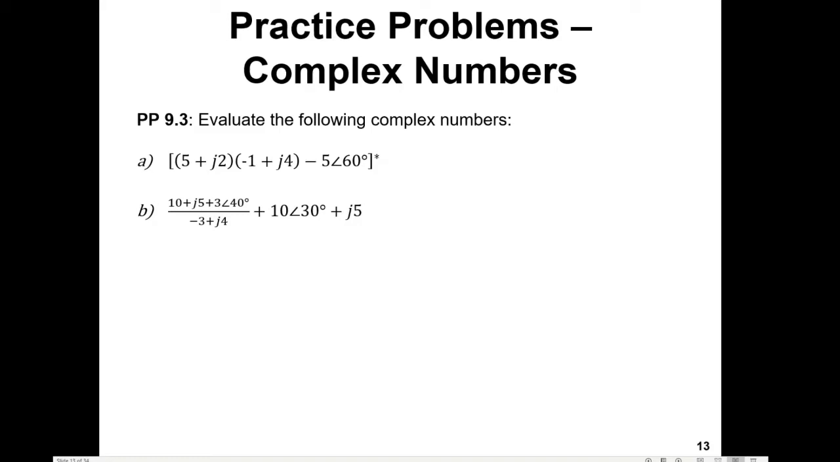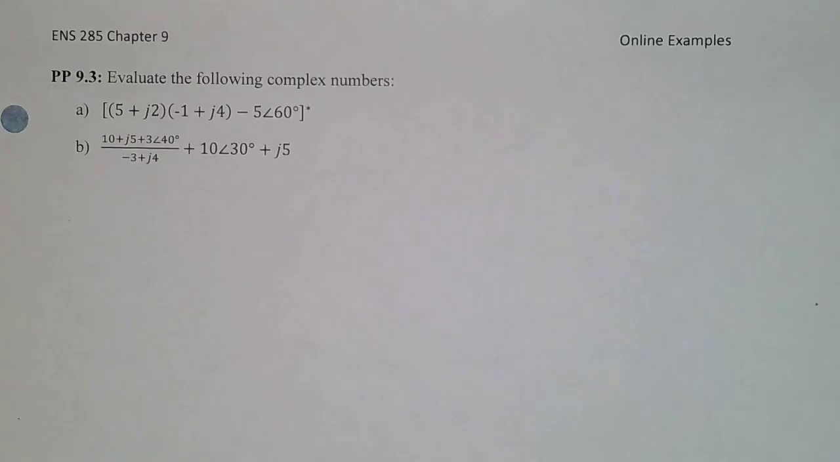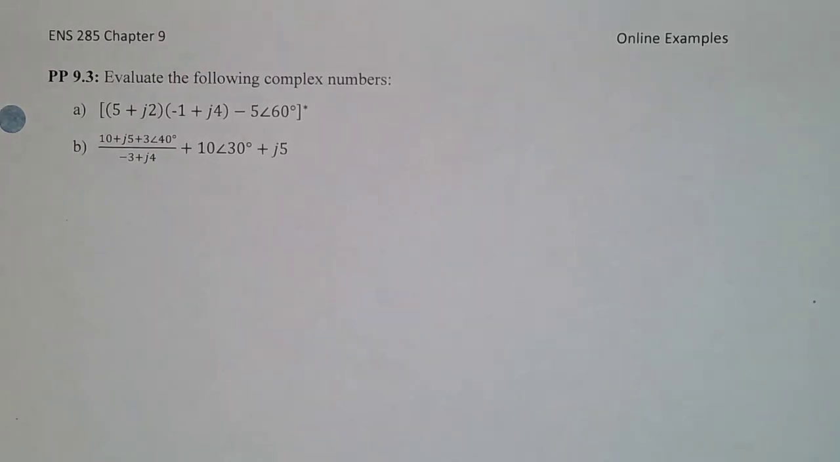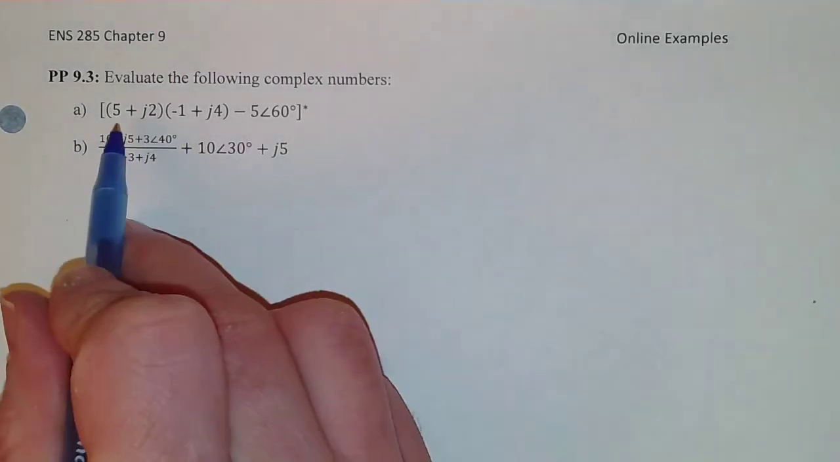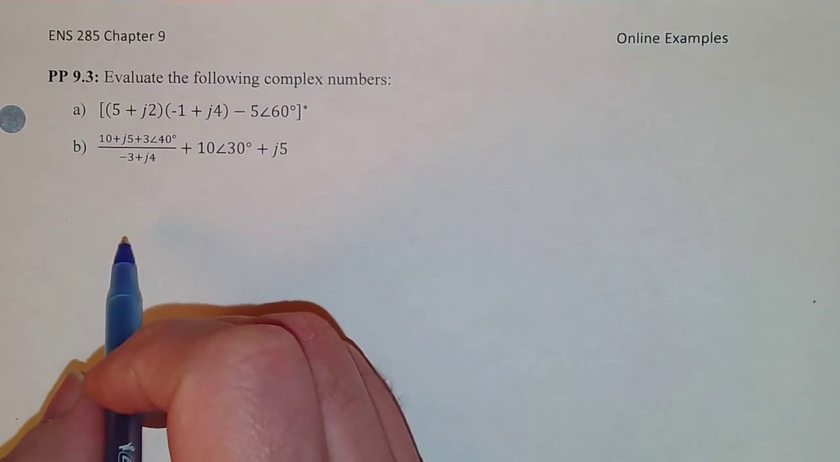This is practice problem 9.3, complex numbers, basically just practicing with complex numbers. There are two parts to it, A and B, so we'll go through and do each one of those. I'll switch over to the document camera here. All right, so we're going to evaluate these numbers, and we're going to start with A first.